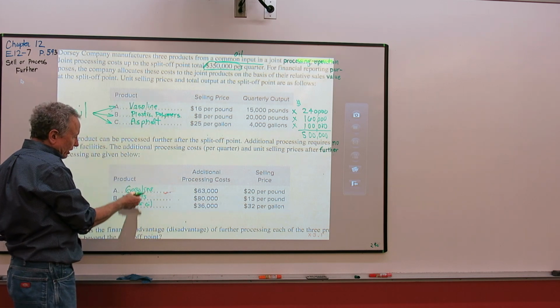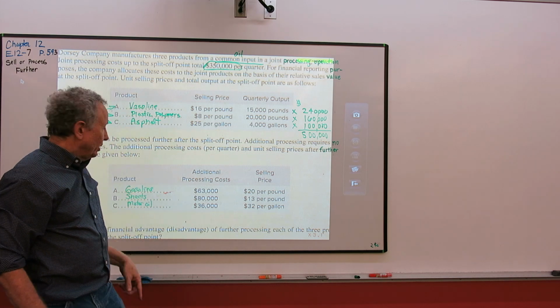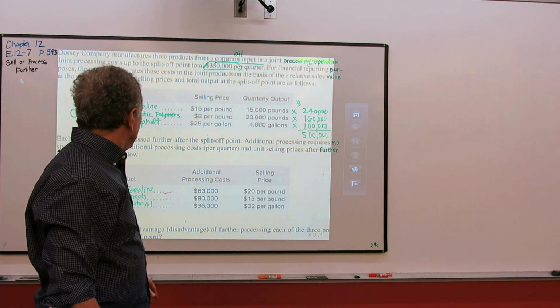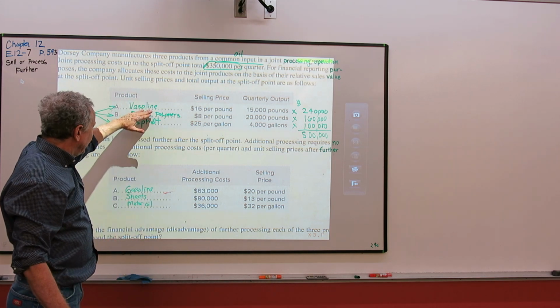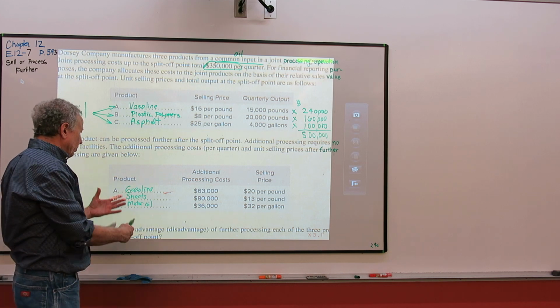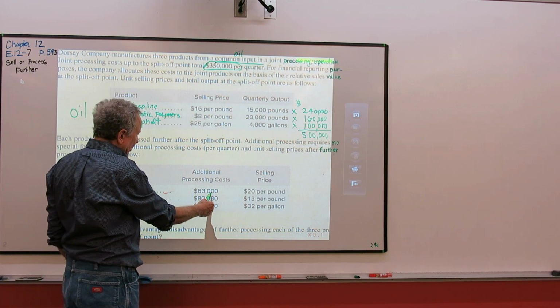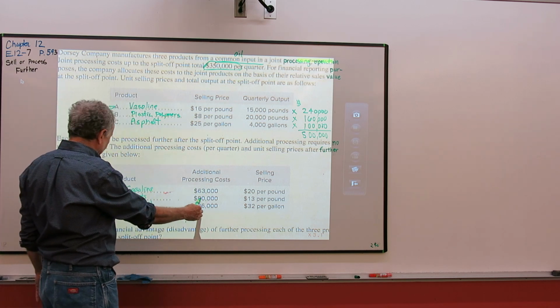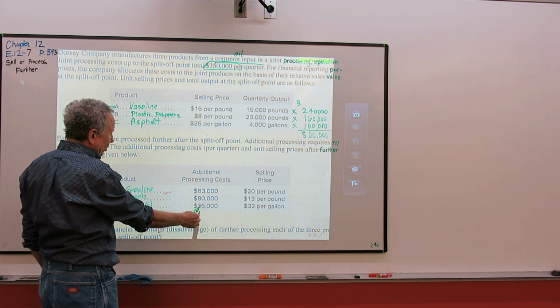This was all the truth. That's a bit of a lie. You really can't take these and process them further and get those. That's as far as you can go once you take oil. But let's just pretend that for this sake they can take these all and make them into these better products. And these aren't better. But if they do that, to change Vaseline to gasoline, they got to spend $63,000. To get plastic polymers to plastic sheets, they got to spend $80,000. And motor oil, they got to spend $36,000.